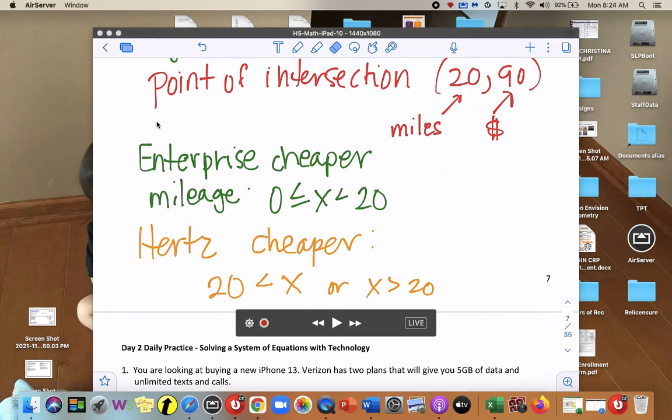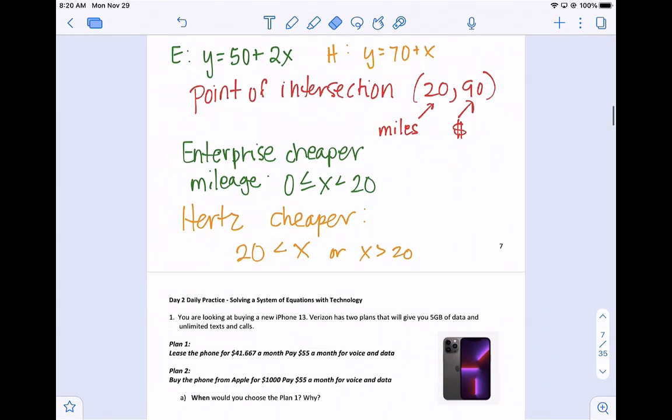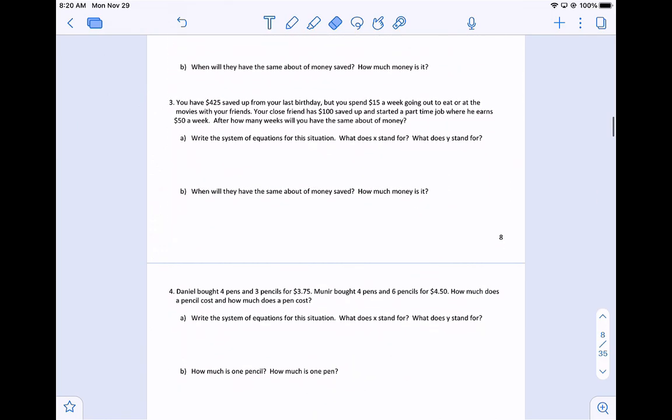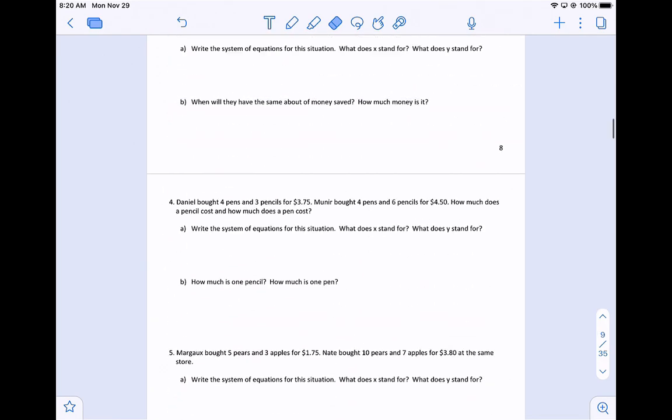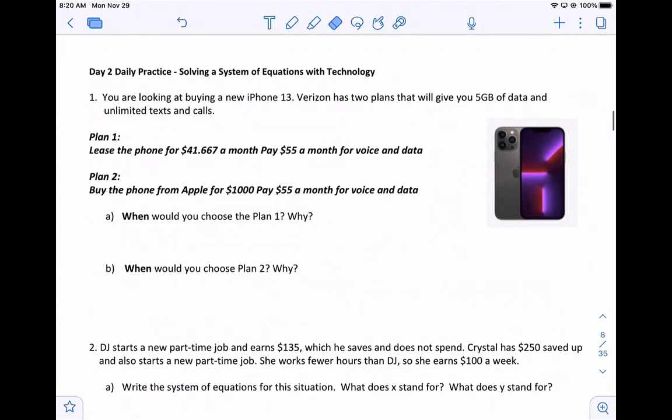Your daily practice, let's take a look at that. More of the same. So it's, can you set up an equation and then solve. Let's do one more of these together, and then I'll let you try the rest on your own.